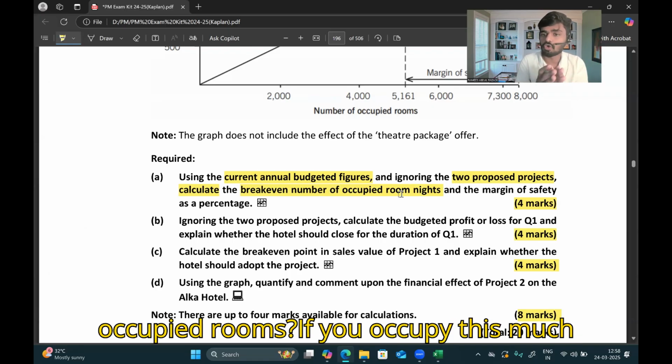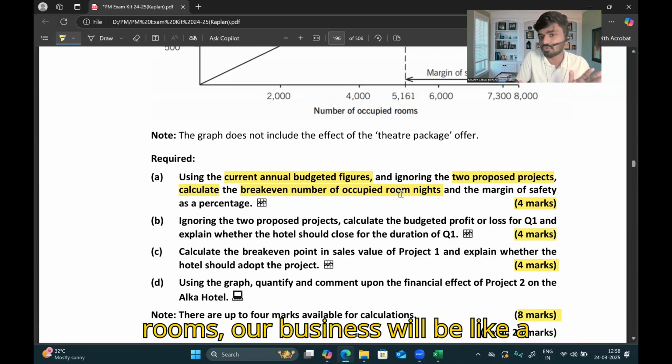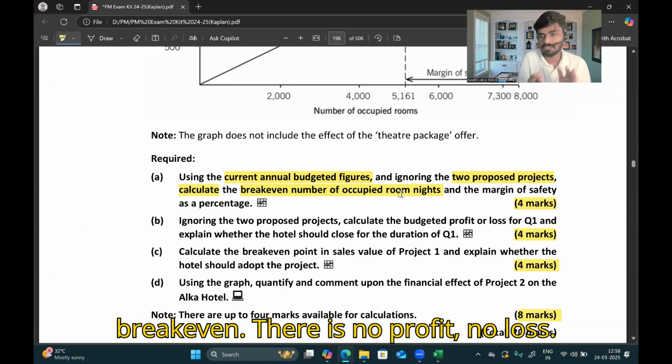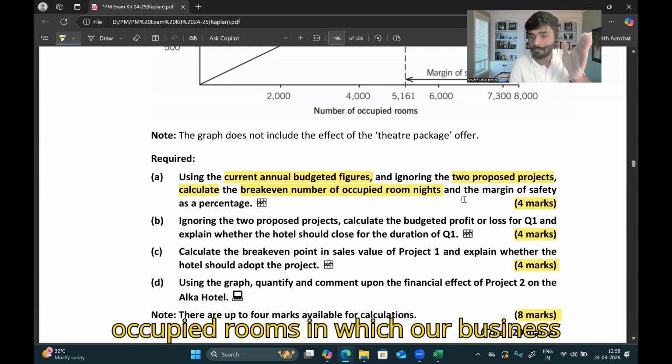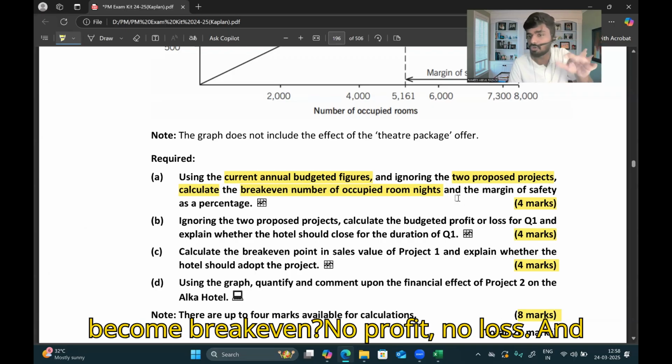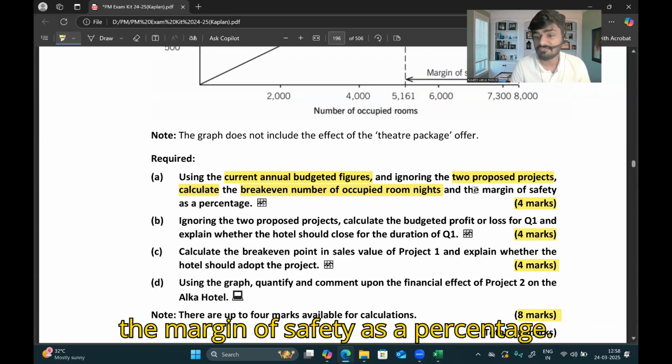At what point? How many occupied rooms? If we occupy this many rooms, our business will break even. There is no profit, no loss. What is the point of occupied rooms at which our business becomes break-even? No profit, no loss. And the margin of safety as a percentage.